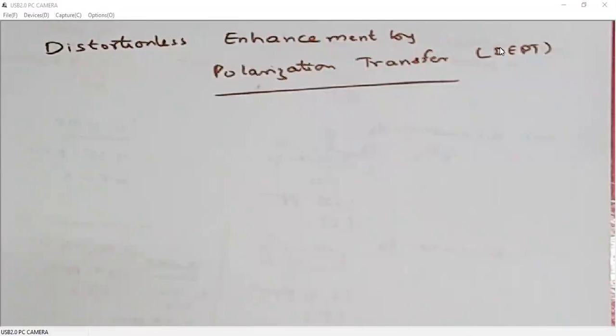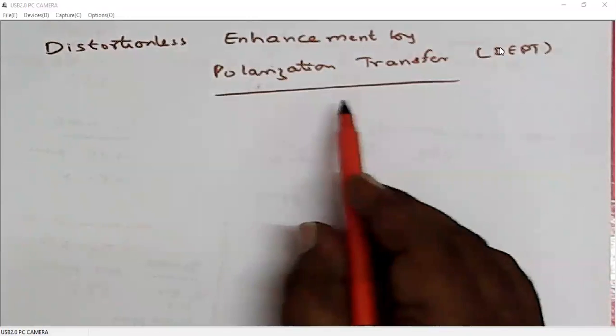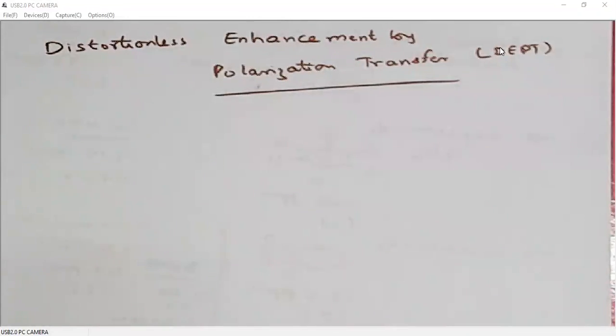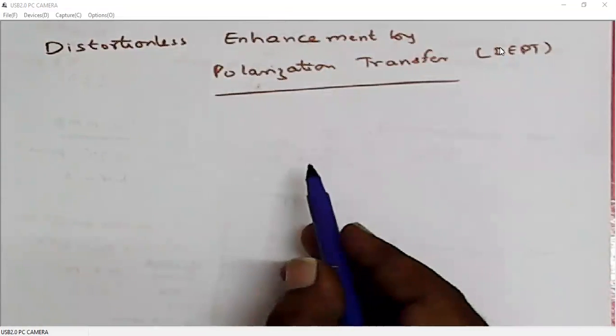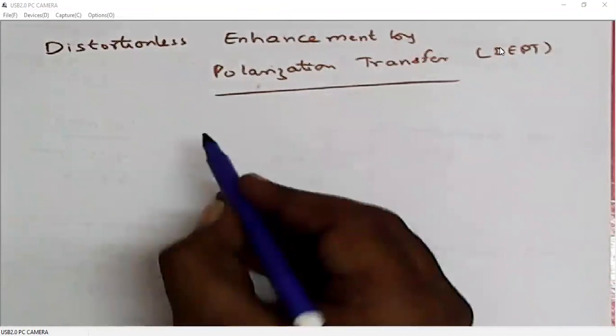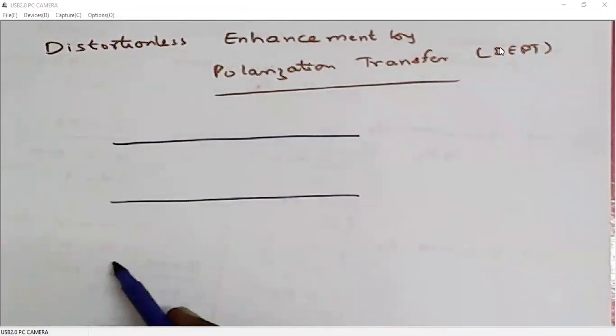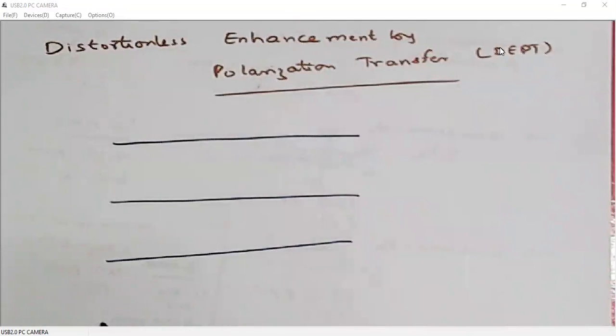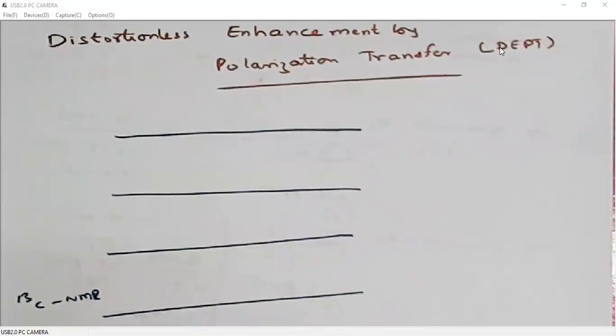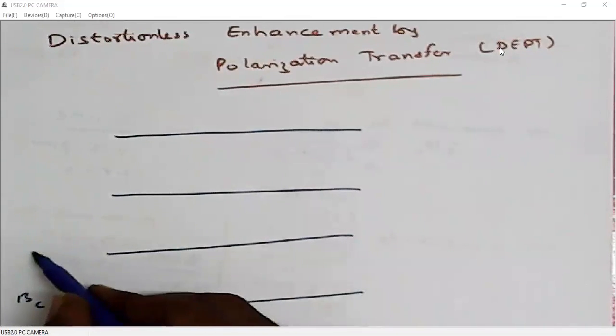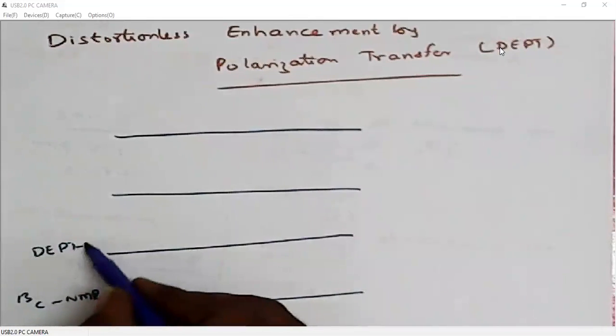Now we will discuss distortionless enhancement by polarization transfer. In the DEPT technique, generally we get 4 carbon 13 spectra. We collect 4 carbon 13 spectra. The lower one is generally the general C13 NMR, where we get signals for all the carbons present in the molecule. And the next level is DEPT 45.